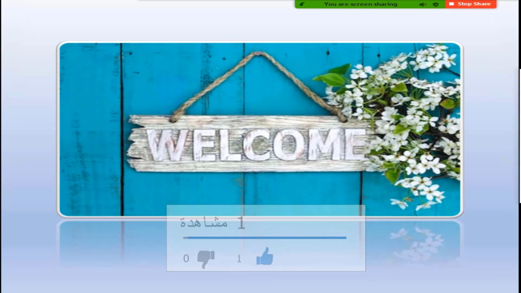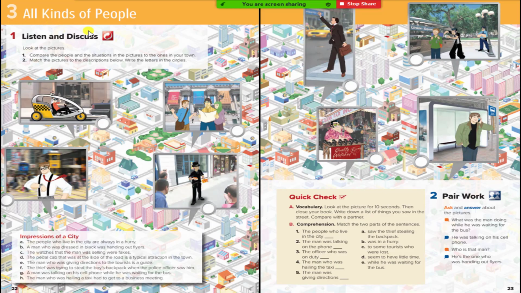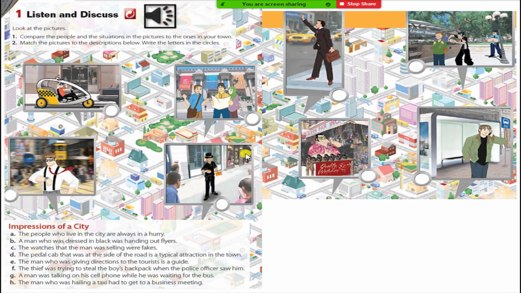We will study unit 3, all kinds of people. Lesson 1, listen and discuss. Open your student book, page 22 and 23. Look at the pictures. Compare the people and the situations in the pictures to the ones in your town. نعمل مقارنة كده شباب بين اللي في الصورة and your town والمدينة حقك.